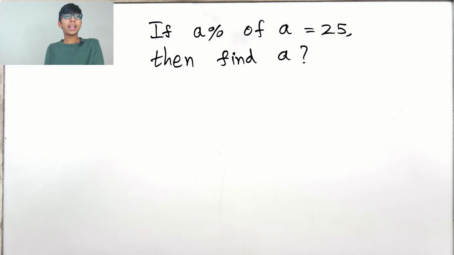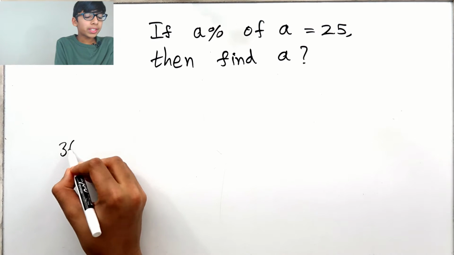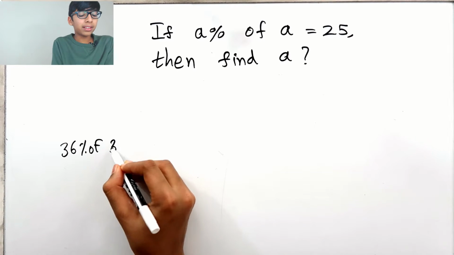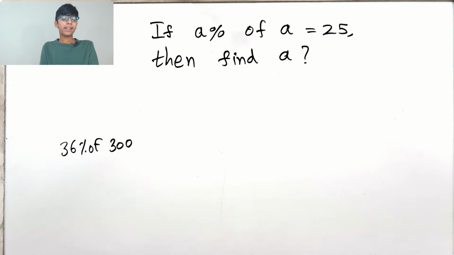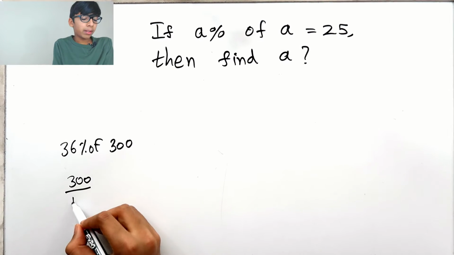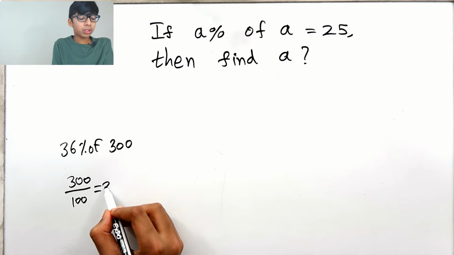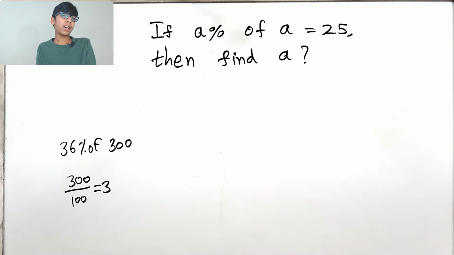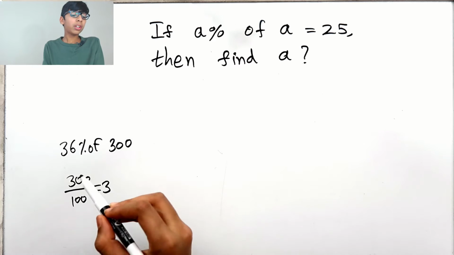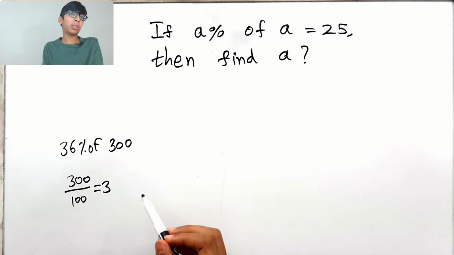Now let's take 36% of 300. Okay, so first, let's find 1% of 300. So 300 divided by 100 equals 3. So that's 1% of 300. So now we found 1% of 300, but we have to find 36% of 300.